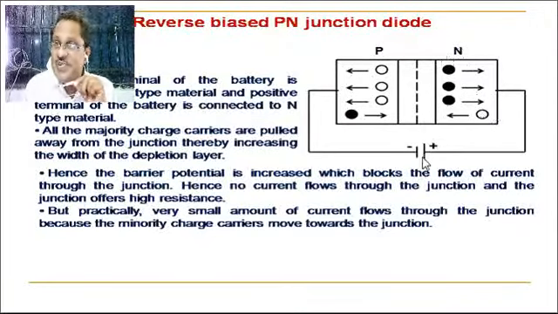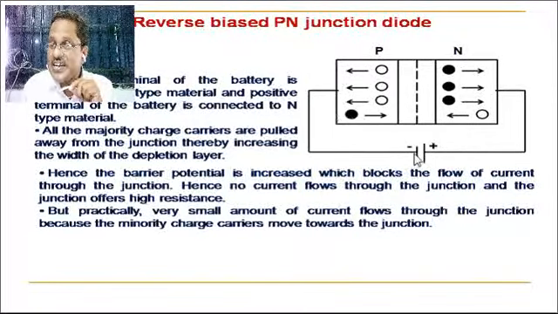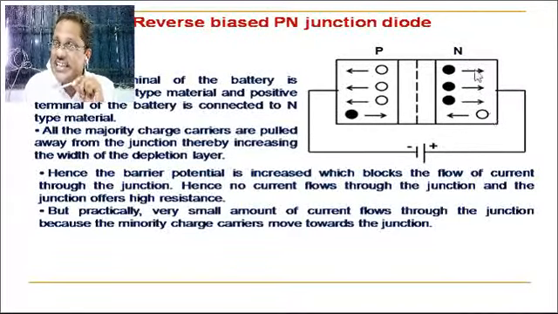Because during the reverse bias condition, the minority charge carriers are repelled by the terminals of the battery. In p-type, the minority charge carriers are electrons. Electrons are repelled by the negative terminal of the battery, hence they are attracted towards the junction. Similarly, the minority charge carrier holes in n-type material are repelled by the positive terminal of the battery, and they are attracted towards the junction.